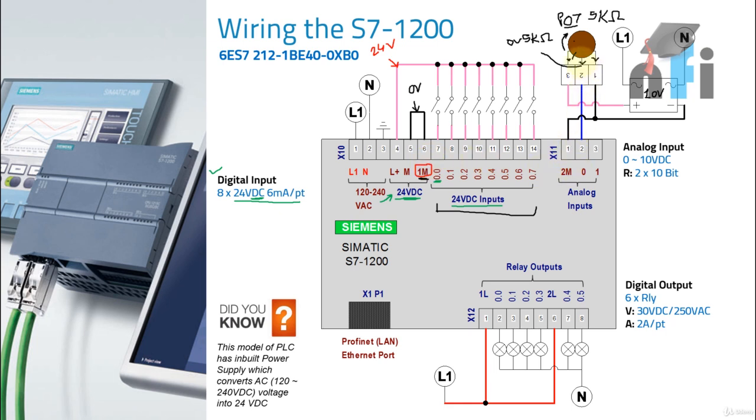Now this 2 is having a variable resistance output. It means it is a voltage divider. It will give me a variable output. So the voltage range is 0 to 10 volt. In this potentiometer, it is given 10 volt.